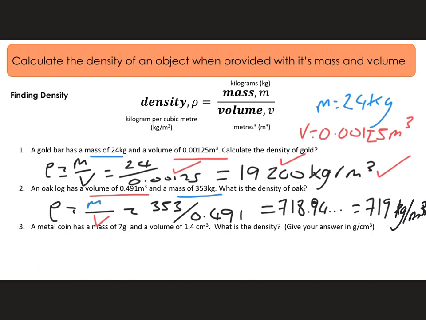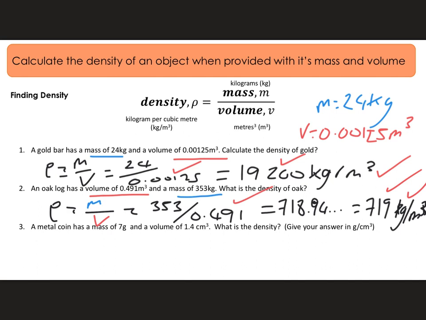Okay, again, running through the answers to show you how you get the marks. We get 1 mark here for substituting the numbers to 353 over 0.491. 1 mark for an answer which is 719. You can have a mark here for any answer that rounds up to 719. And then 1 mark for the correct unit, which is kilograms per metre cubed. So can you give yourself a score out of 3 for that question, please?